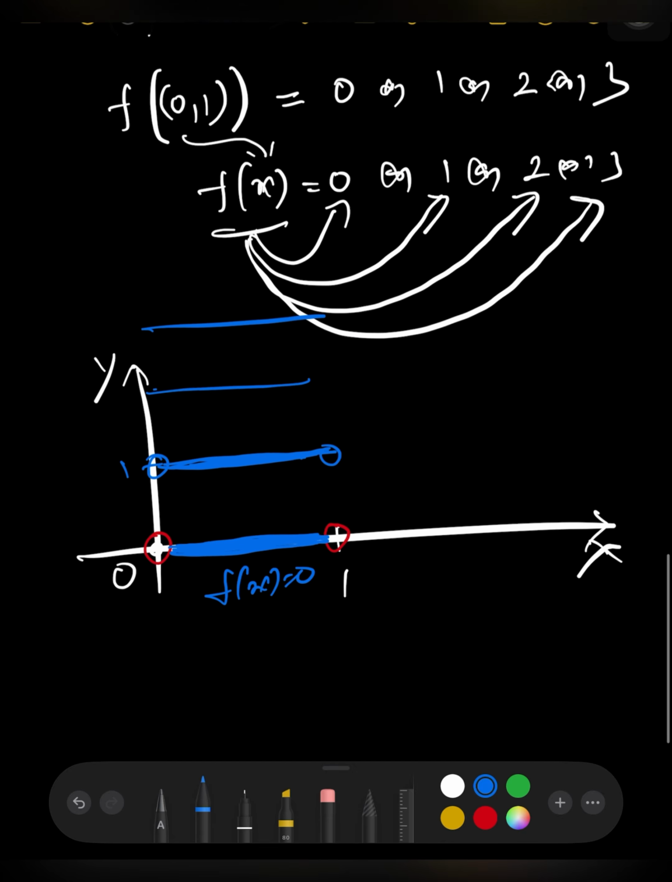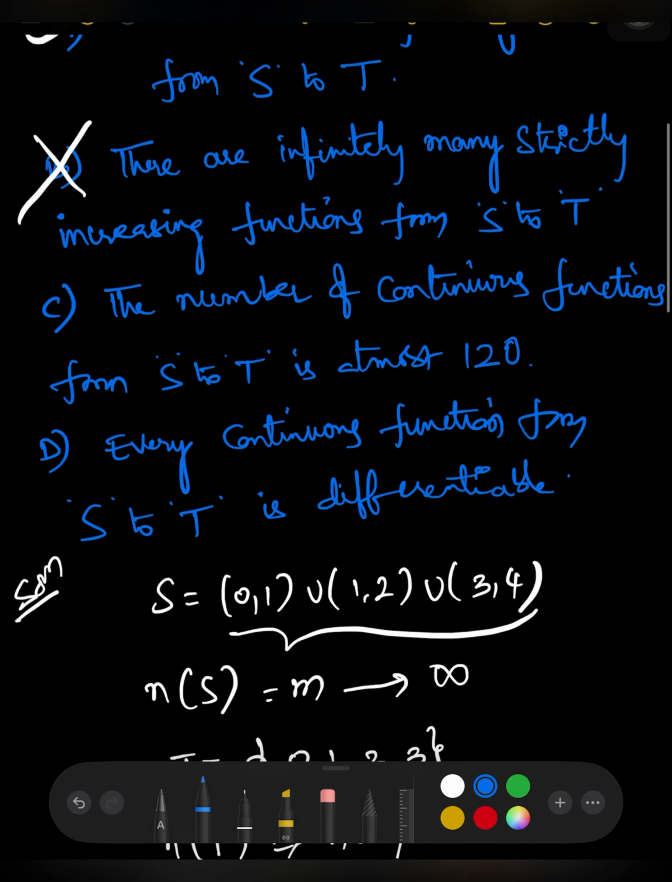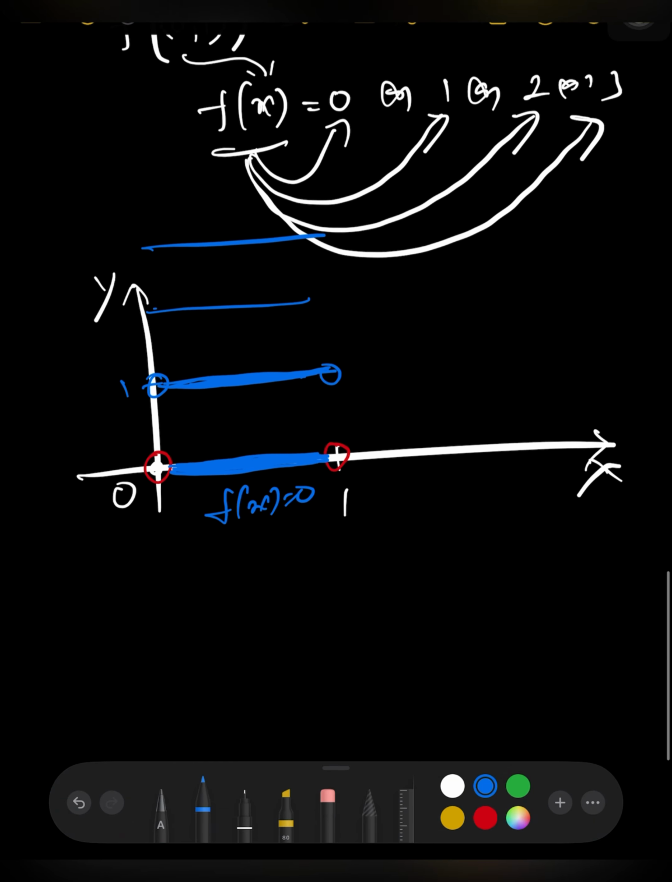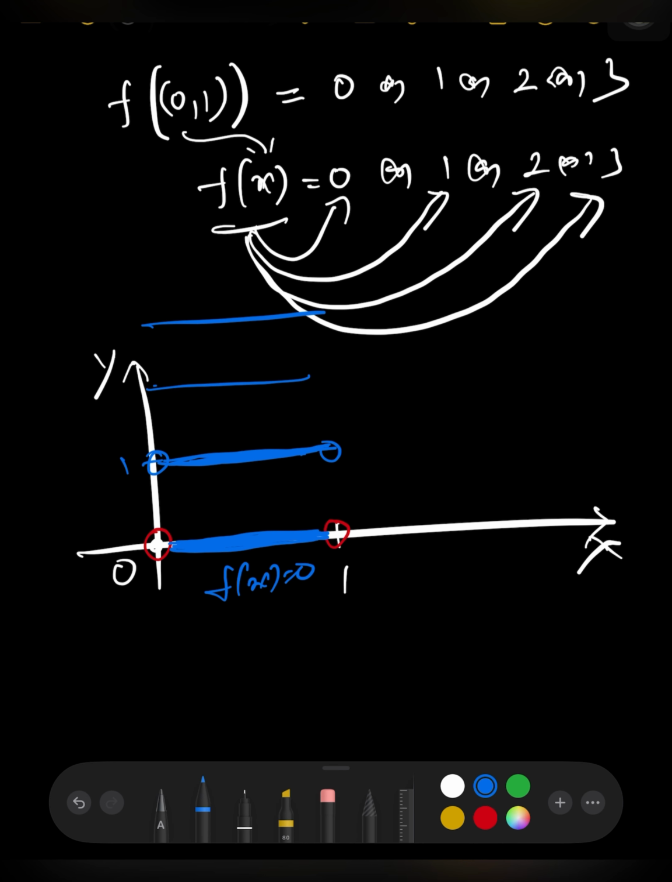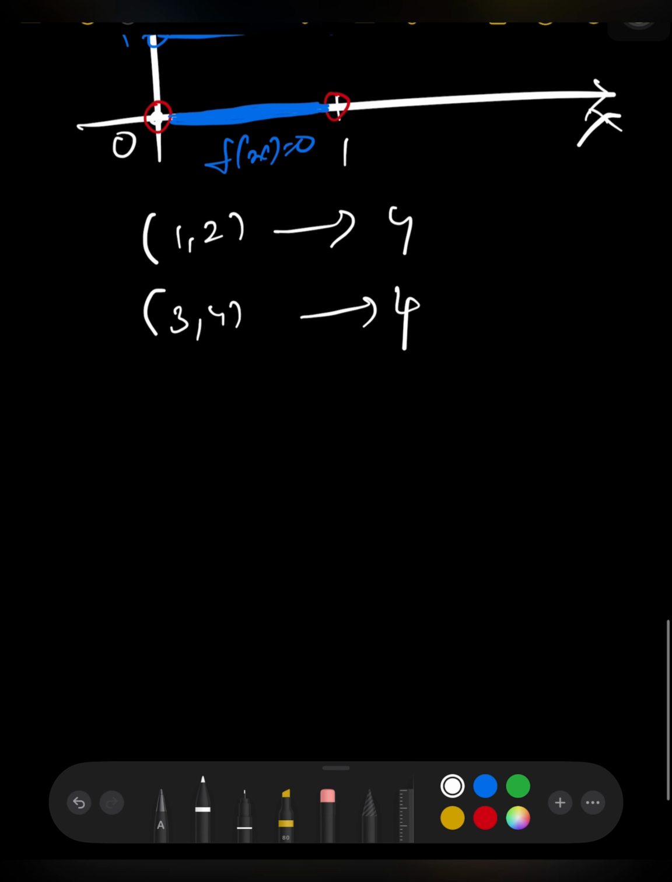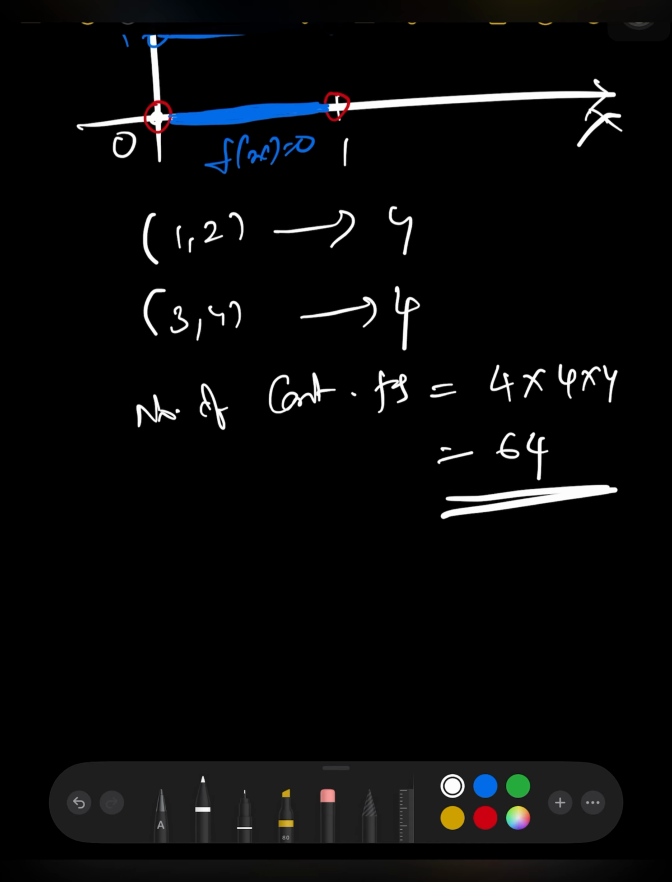So for every interval, how many intervals are there? 0 to 1, 1 to 2 and 3 to 4. For every interval there will be 4 cases. For 0 to 1 there will be 4 cases, for 1 to 2 also there will be 4 cases, and for 3 to 4 there will be 4 cases. So the number of continuous functions clearly is 4 times 4 times 4, that is equal to 64.